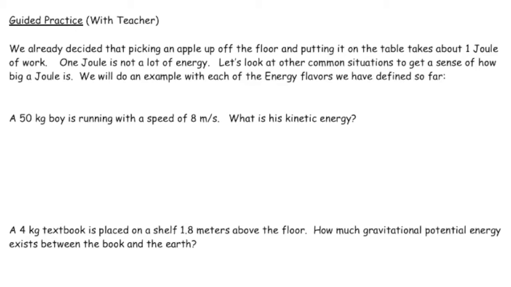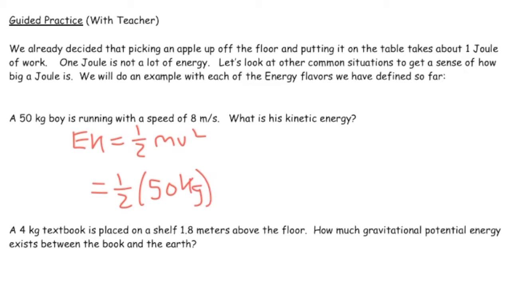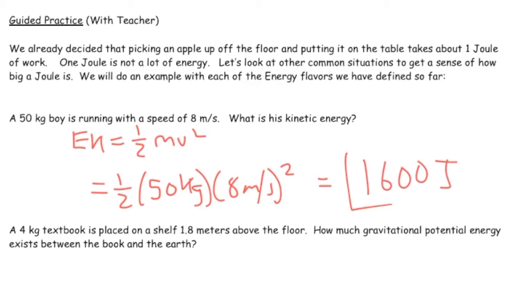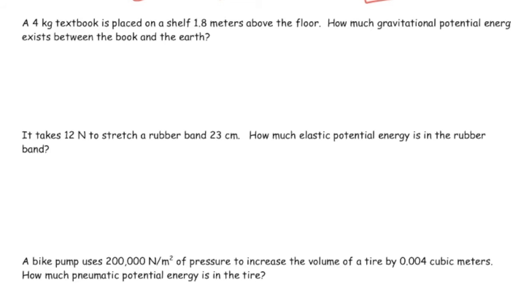A 50 kilogram boy is running with a speed of 8 meters per second. What is his kinetic energy? His kinetic energy is 1/2 of his mass times the square of his velocity. So half of 50 kilograms times 8 meters per second squared is 1,600 joules.